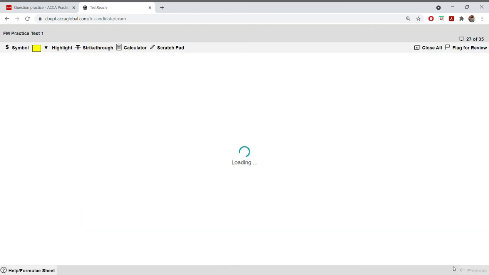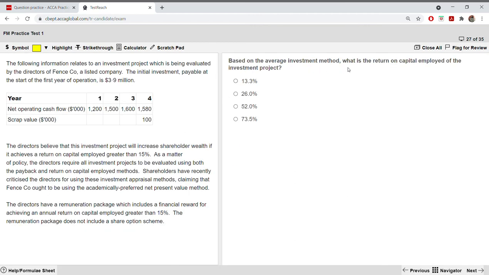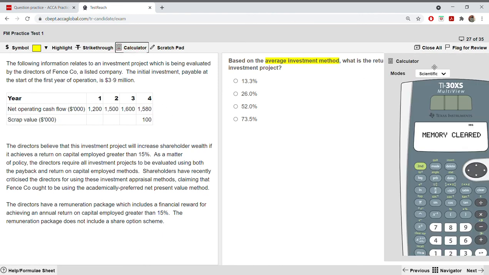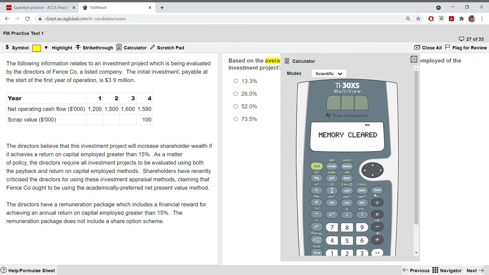Next. Based on the average investment method, what is the return on capital employed of the investment project? Make sure that you know what this average investment method is. You must have known it by now. Here also you need to use this investment and this table only. So the formula, I'm sure you know it. What is the formula? Average of your operating cash flow or income or profit divided by average investment. How do you take average investment? We'll see that later.